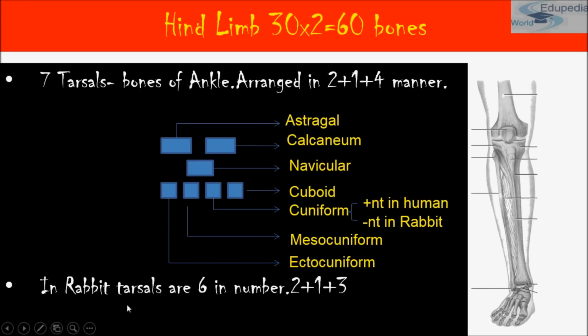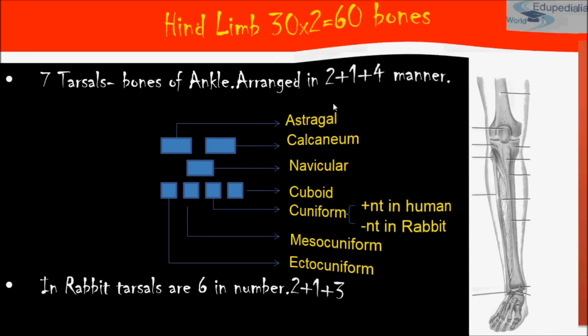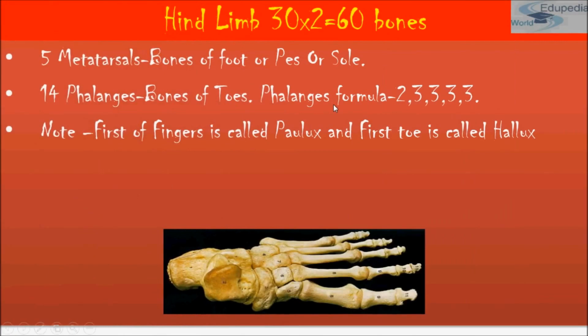In rabbit, tarsals are 6 in number, that is 2 + 1 + 3, unlike humans, that is 2 + 1 + 4. Okay, and there are 5 metatarsals. After tarsals, there are 5 metatarsals. Metatarsals are the bones of the foot, or sole.